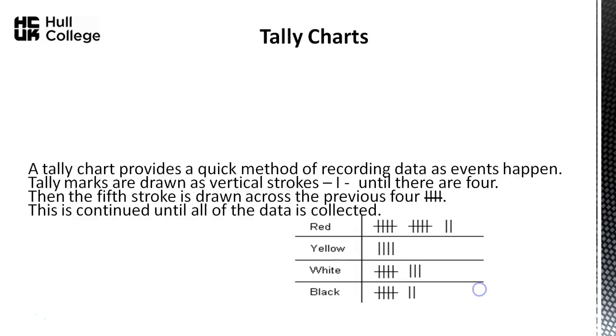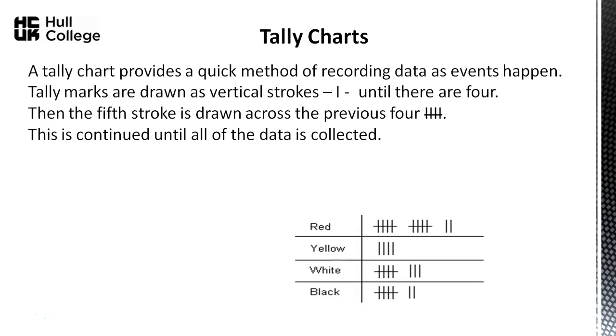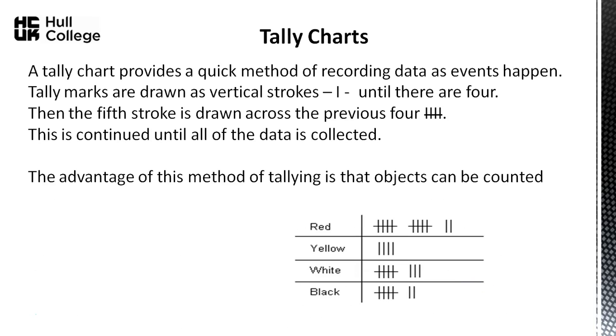Tally charts. The tally chart provides a quick method of recording data as events happen. Tally marks are drawn as vertical strokes until there are 4. Then the 5th stroke is drawn across the previous 4. This is continued until all of the data is collected. The advantage of this method of tallying is that objects can be counted quickly and easily at the end.